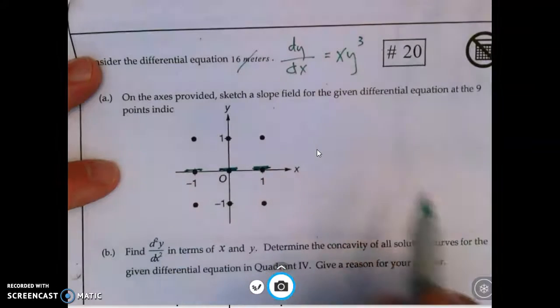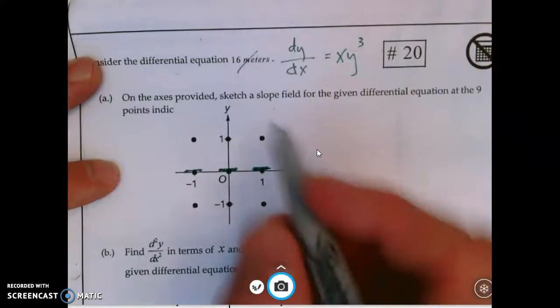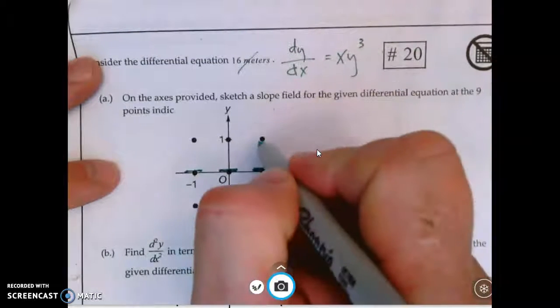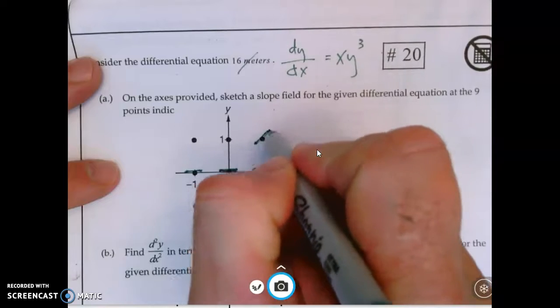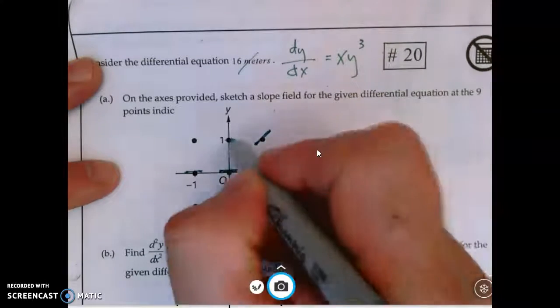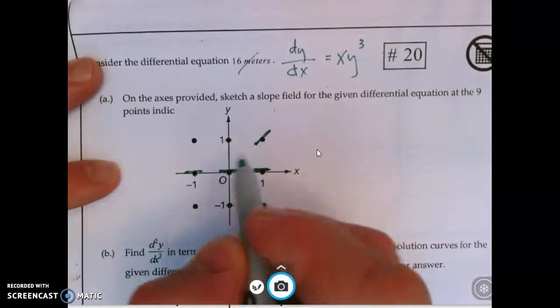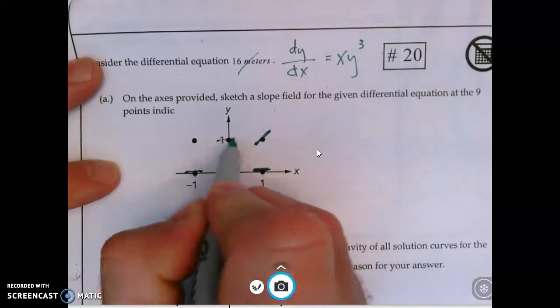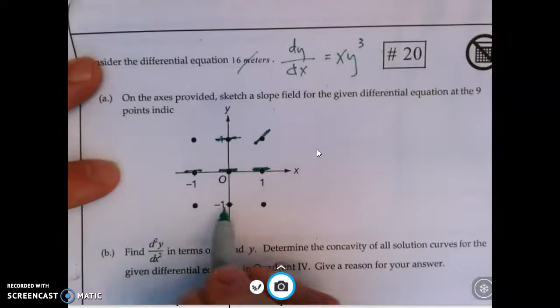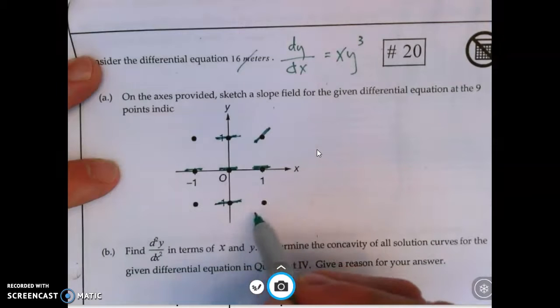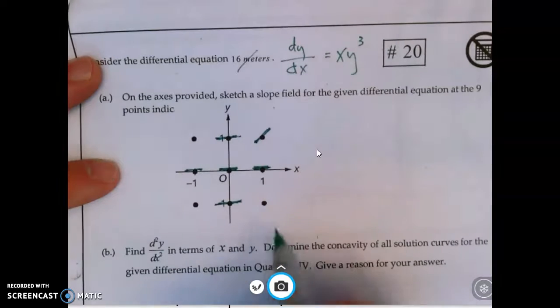Okay. At the coordinate point (1, 1), it becomes 1 times 1 cubed, or 1. So just draw a little line with a slope of 1. At (0, 1), we're drawing a horizontal line again because it's 0 times 1. At (0, -1), we're drawing a horizontal line again. At the coordinate point (1, -1), it says a slope of -1.